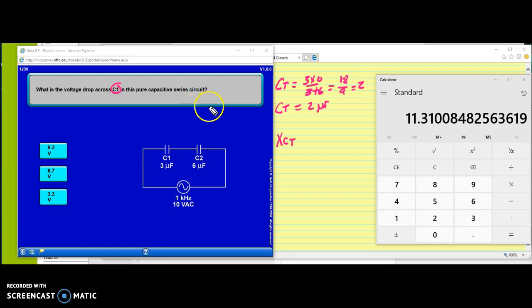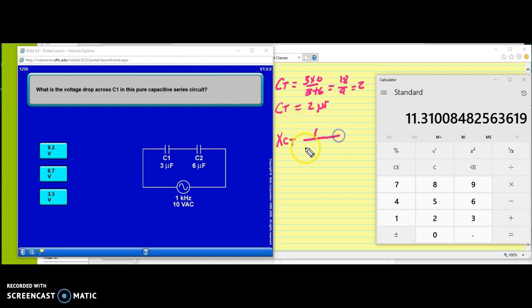Now we do have to go ahead and do this. We could have done it individually, or we could do it total. It really doesn't matter, but if we go ahead and calculate total current, we can get the voltage drop across C1. So let's carry on. The good news is it works either way here. So let's go ahead and apply that formula.